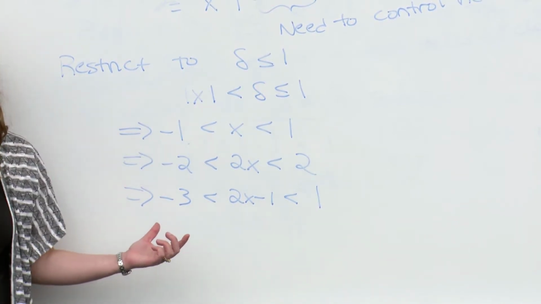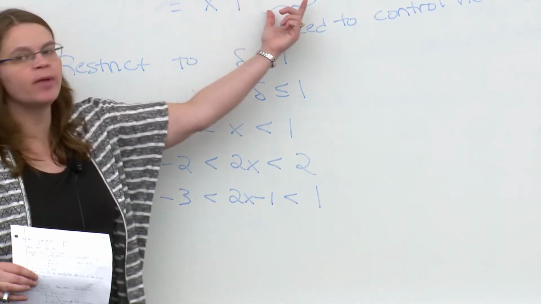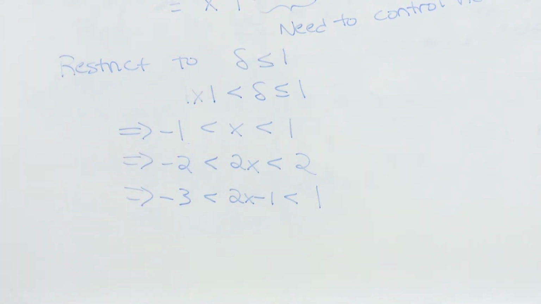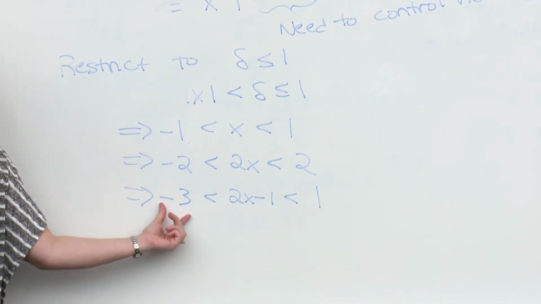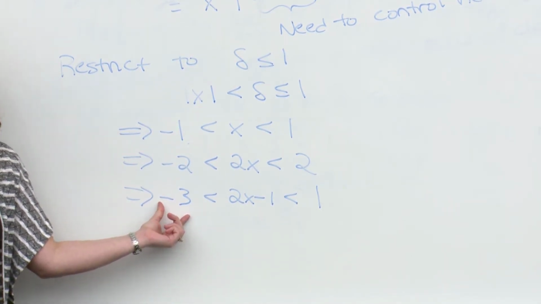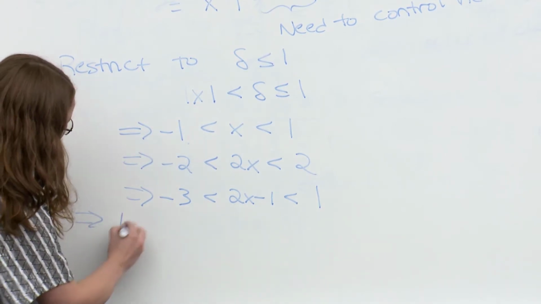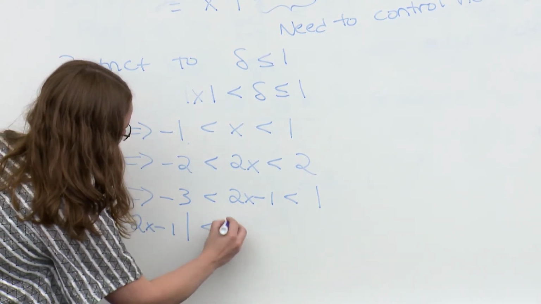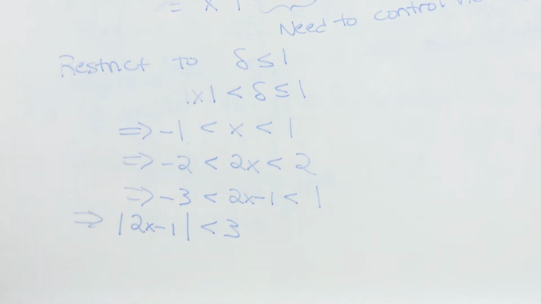Okay, and that gives me the information that I need, right? I'm trying to control 2x minus 1. I'm trying to control its absolute value. Now we know here that its absolute value is never going to get bigger than 3. Okay, so the absolute value of 2x minus 1 is certainly less than 3, as long as we stay within this window, within a distance 1 of x naught. Okay, so that's most of our simplification work.